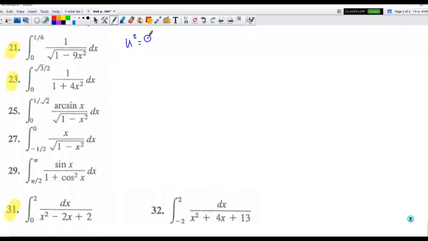U squared is equal to 9x squared. U is equal to 3x. Well, no, it's not. Come on, Jernigan, you can do better than that. All right, let's try that again.